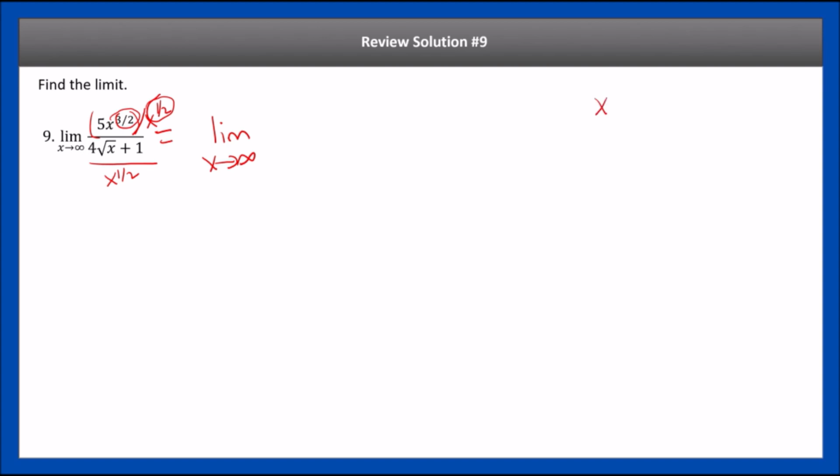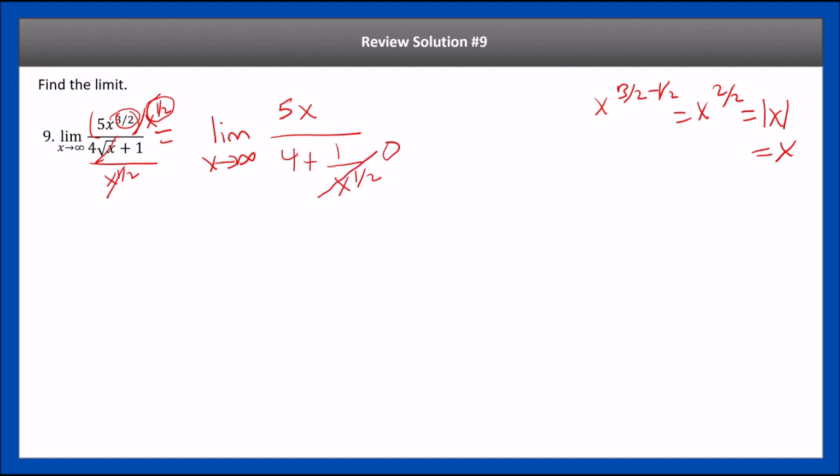So x to the 3 halves minus 1 half is x to the 2 halves, which we said is the absolute value of x. But here it's just going to turn to x because we're doing positive infinity for the limit. All right, so we get 5x over, and then these cancel, leaving you with 4, and then you have 1 over x to the 1 half power. If you plug in infinity here, this goes to 0, but if you plug in infinity here, you get infinity, because 5 times infinity is infinity, right? So you get infinity divided by 4, which is infinity. So the limit is infinity, or does not exist.